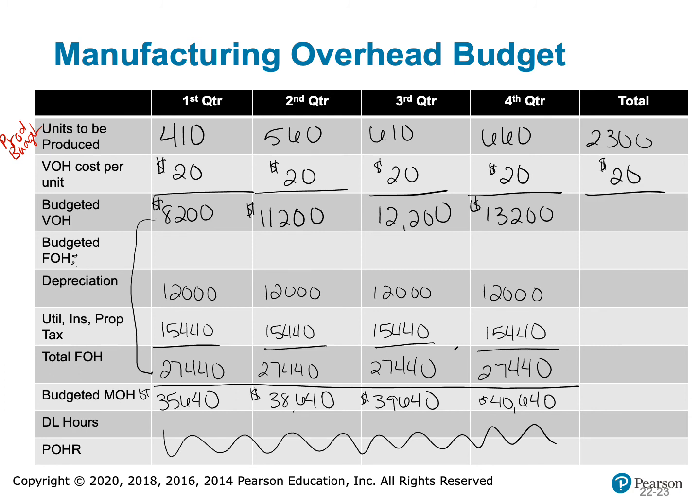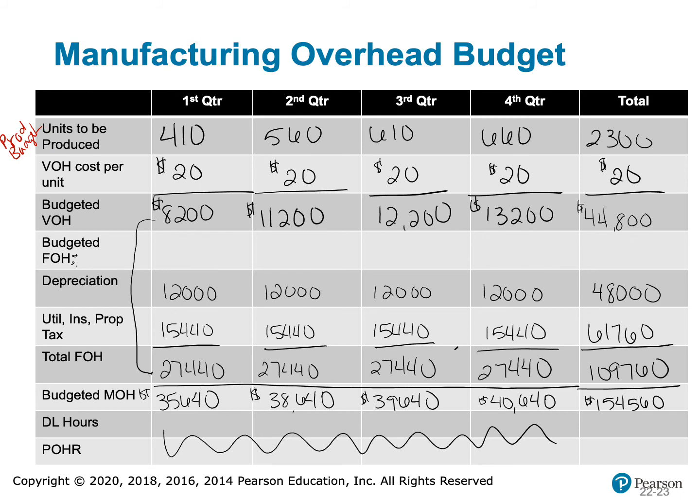At $20 a unit gives me 44,800 variable cost. My total fixed cost is 48,000 for depreciation, 61,760 for property taxes, insurance, and so on. So total fixed cost of 109,760. Add that with my variable and I get total budgeted overhead for the entire year of 154,560. So this is now my numerator in my predetermined overhead rate.